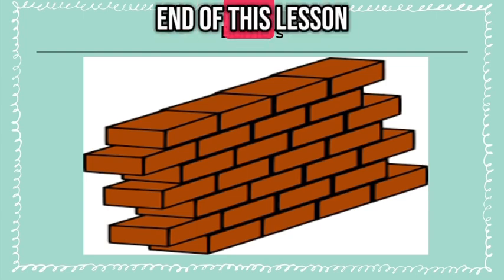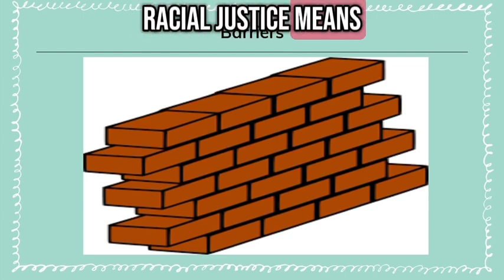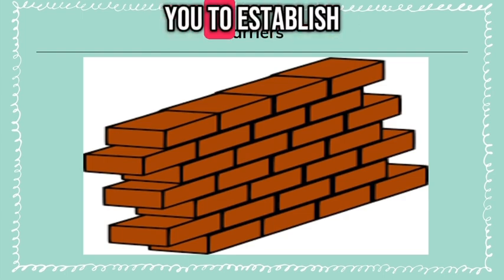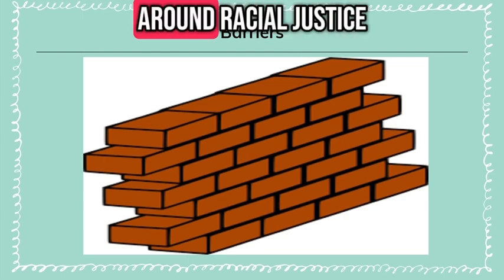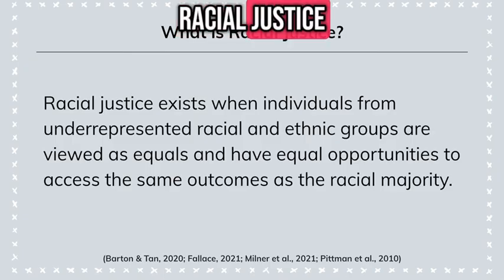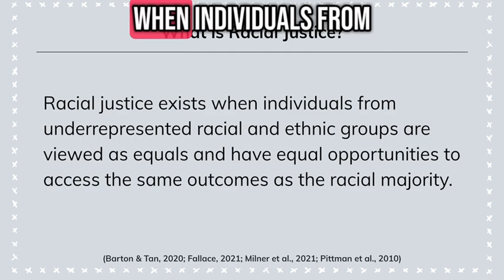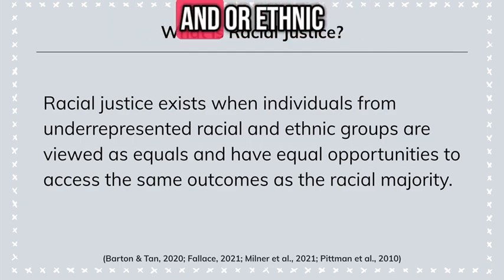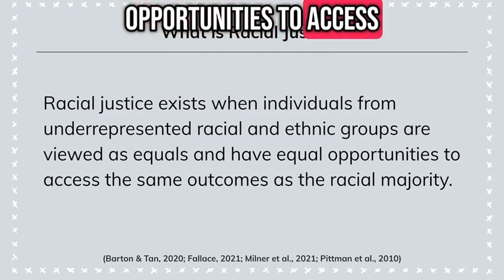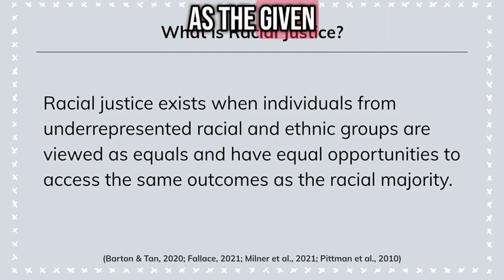The goal for the end of this lesson is to help you understand what racial justice means and to aid you with gaining teaching practices that will allow you to establish a classroom that is centered around racial justice being present. So, what is racial justice? Racial justice exists when individuals from underrepresented racial and/or ethnic groups are viewed as equals and have equal opportunities to access the same outcomes as the given racial majority.